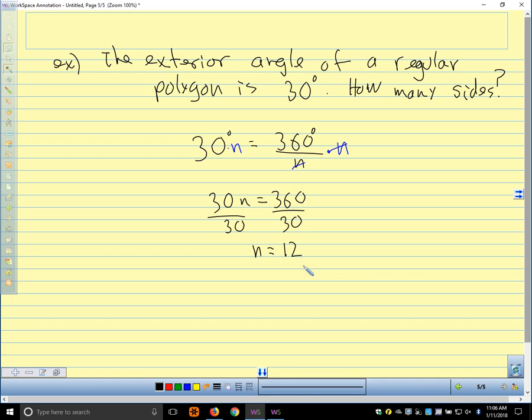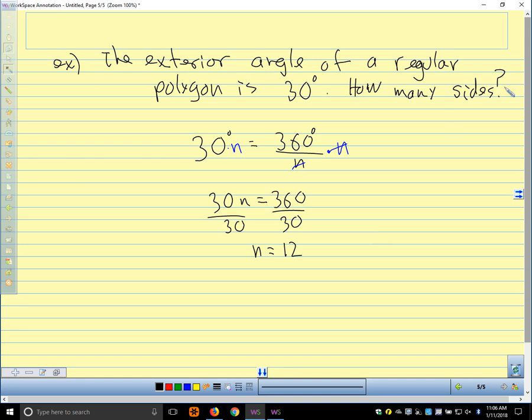So one angle is 360 divided by n. The number of sides is 360 divided by the angle. What would we call this one? Do we remember? Did we talk about that? We didn't? Okay, we'll talk about that in a second.